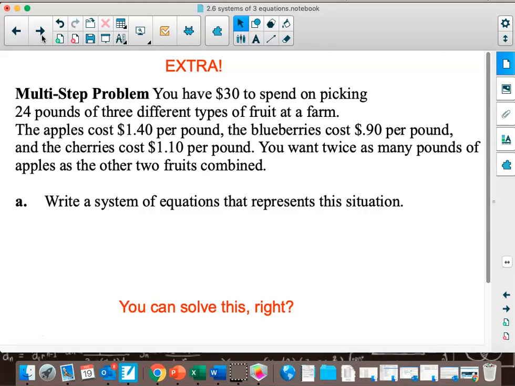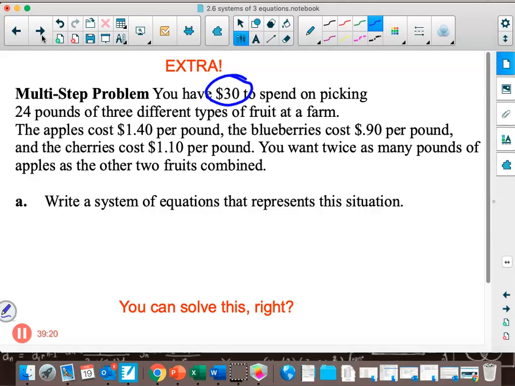We have $30 to spend on picking 24 pounds of 3 different types of fruit at a farm. Apples are $1.40 a pound. Blueberries are 90 cents a pound. Cherries are $1.10 a pound. You want twice as many pounds of apples as your blueberries and cherries combined. We need to take this information and write 3 equations. So when you have your totals, that kind of helps guide you with what equations you're going to write.